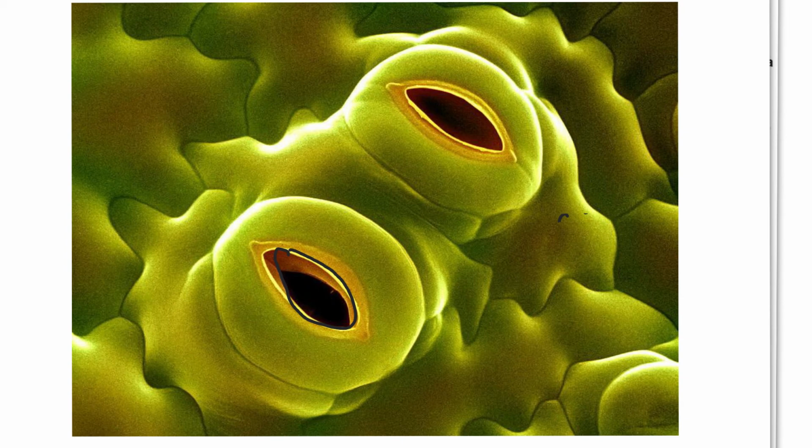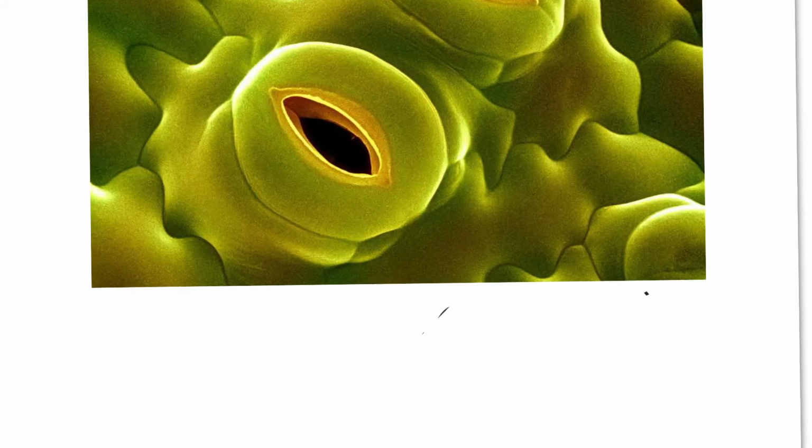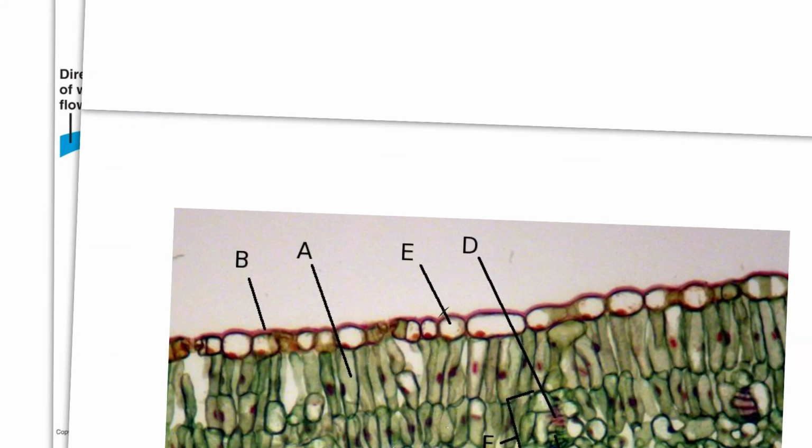And we can see these kidney bean shaped guard cells either side. We can also see some of the cells of the lower epidermis on the underside of the leaf. This is a scanning electron micrograph image. So let's talk about the process of gas exchange then in these dicotyledonous leaves.